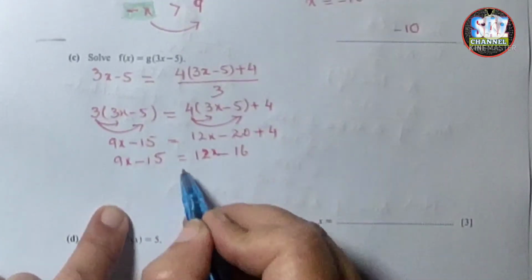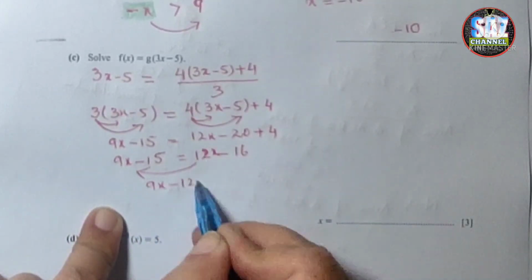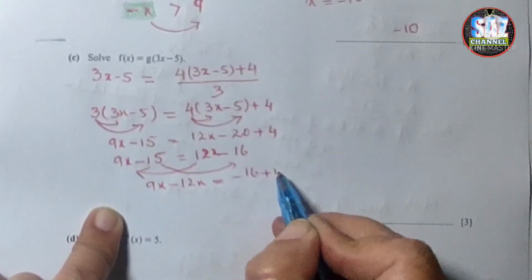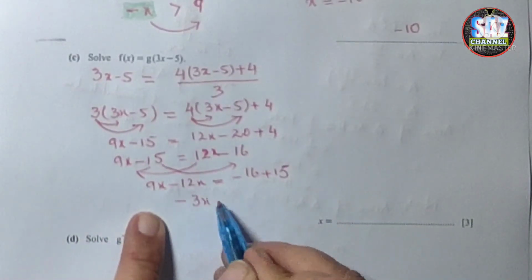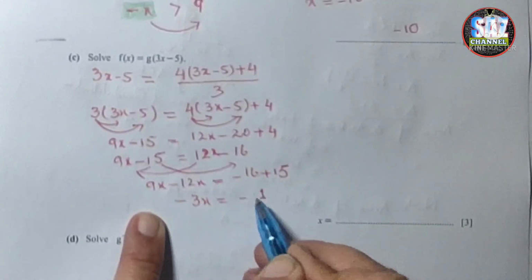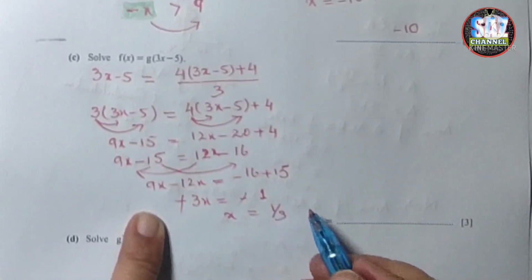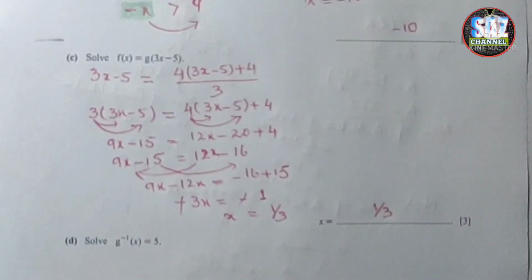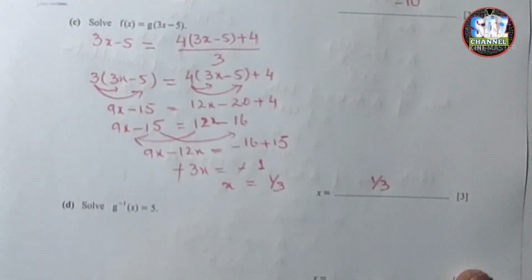Okay, now what we have to do, we have to shift this 12x to the other side, 9x minus 12x, and shift 15 to the other side, minus 16 plus 15, and this will give me minus 3x equals to minus 1, and minus sign goes with minus sign, and x equals to 1 by 3 or 0.3333. x equals to 1 by 3. Very easy question. Only the shape of the simple linear equation has been changed here. It is a combination of d1 and d2 and d3.